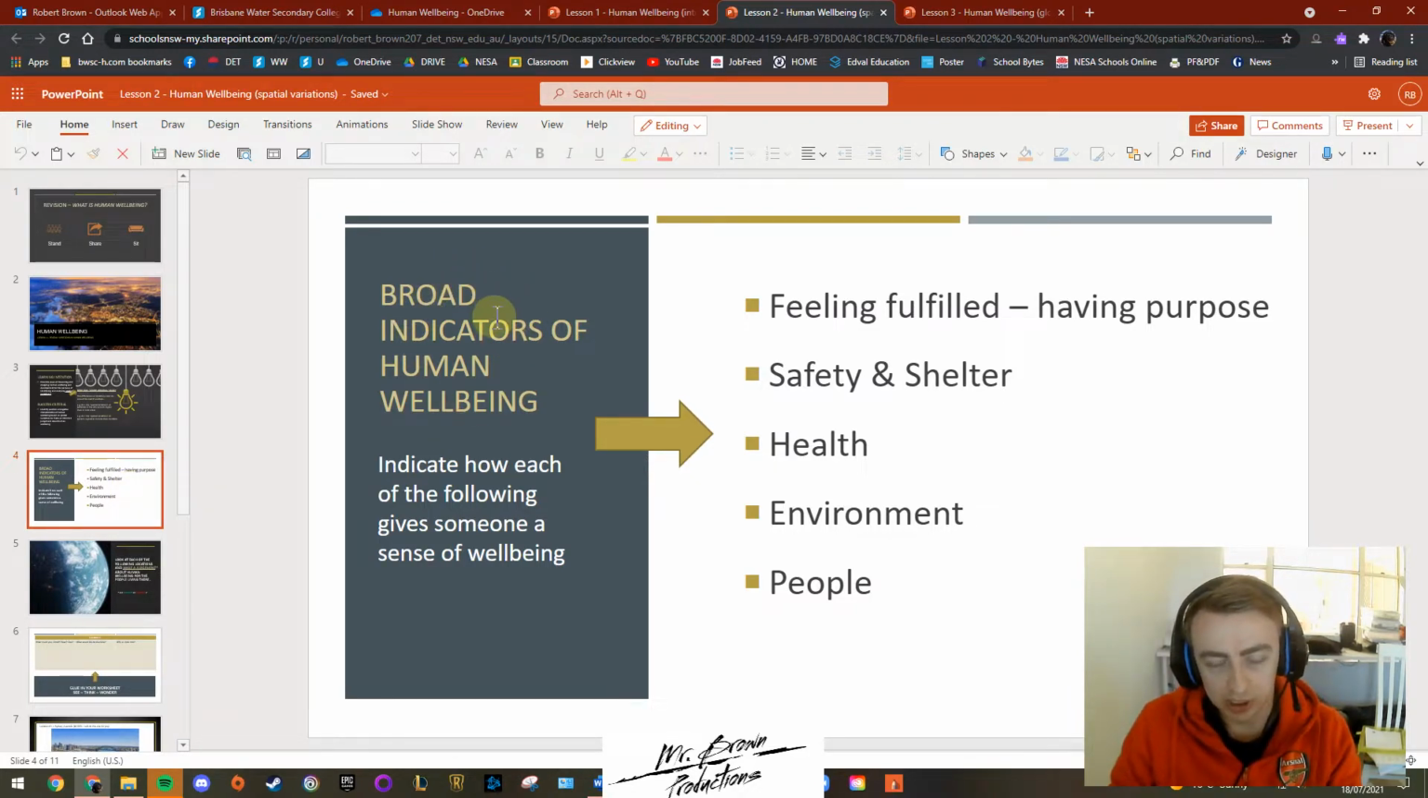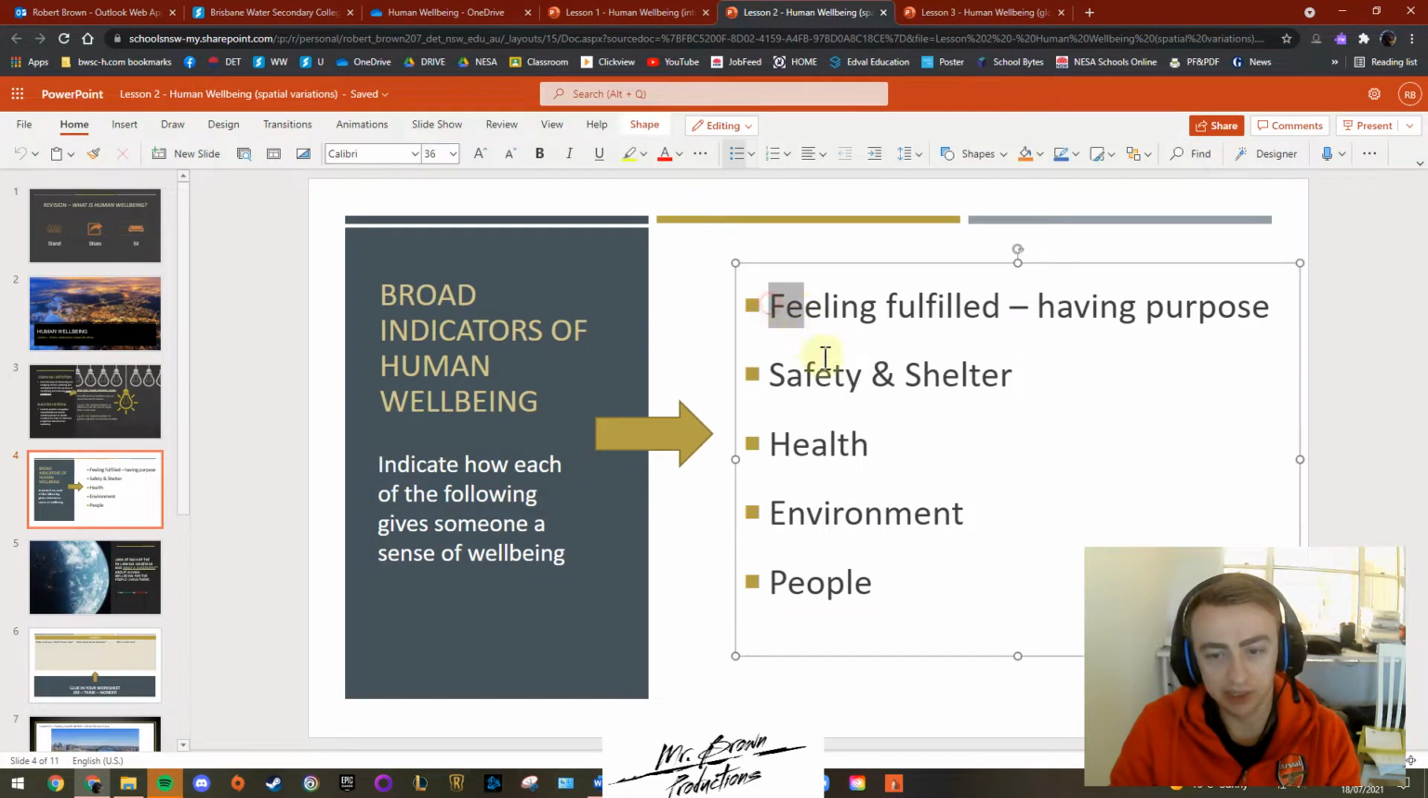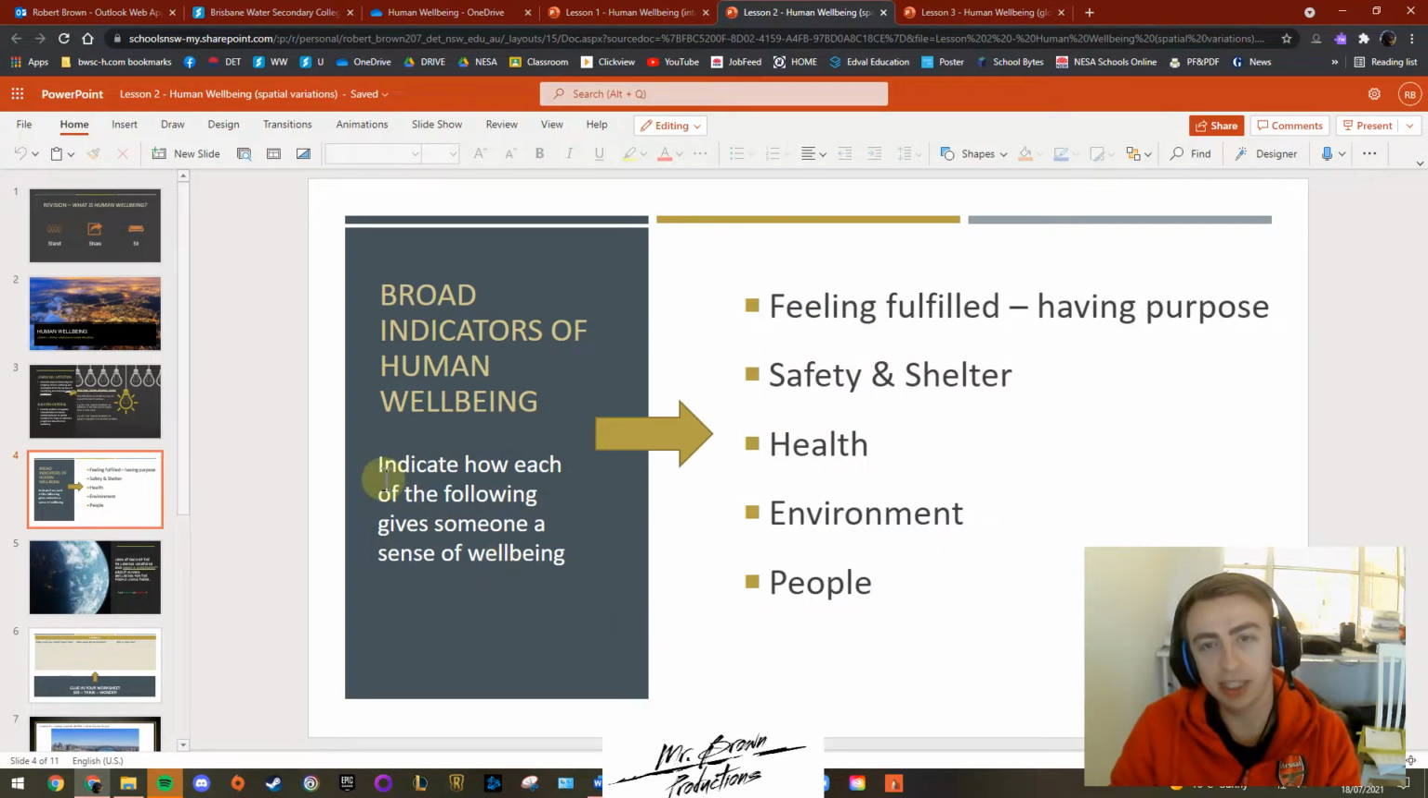Here we're looking at broad indicators of human well-being. So what I would like you guys to do in your books is write this down as a heading, and I want you to write these 5 dot points down, leaving a little bit of space after each of them. I want you to indicate how each of the following might give someone a sense of well-being.